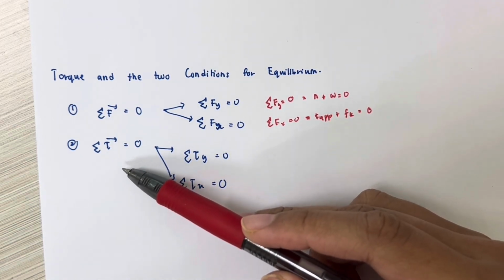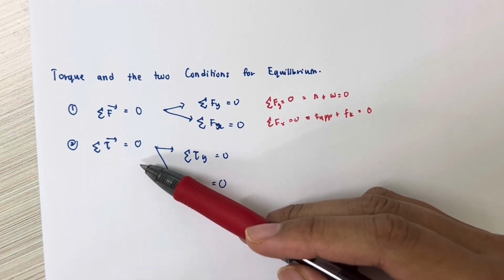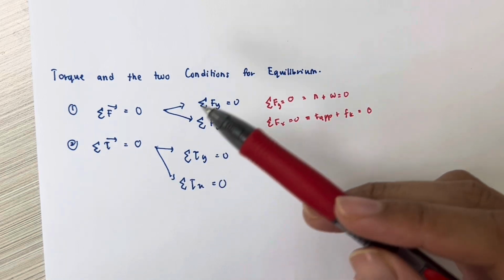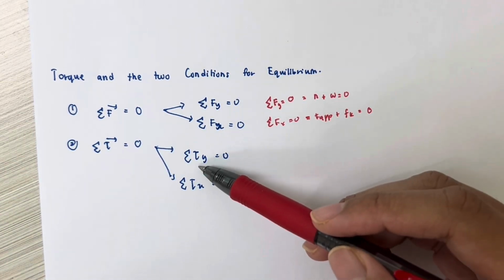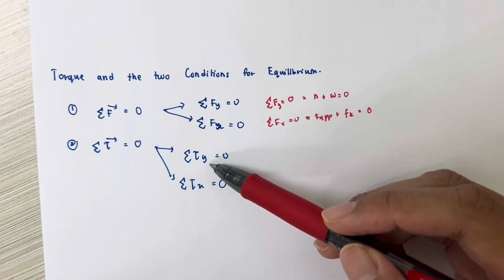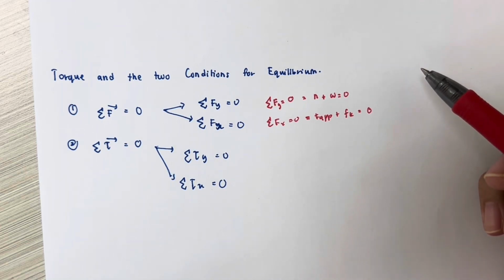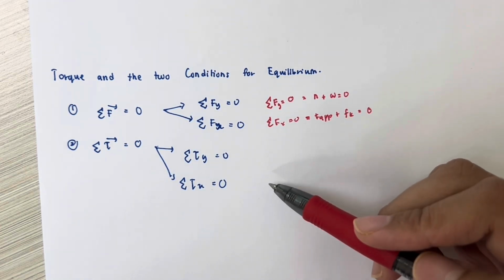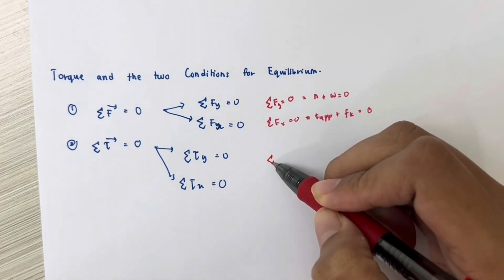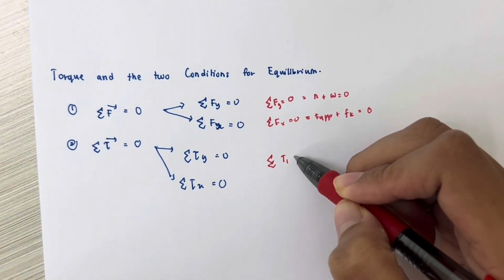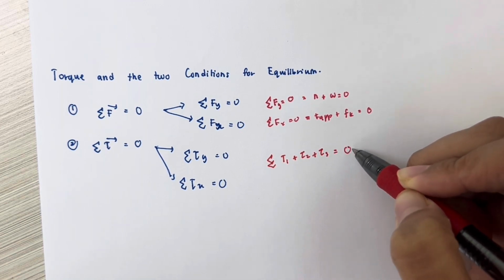Okay, number 2, all of the external torque will be equal to 0. That means your total torque will be equal to 0. So torque vertical equals 0 and torque horizontal will be equal to 0. That means for torques also, you will have your equation in which torque 1 plus torque 2 plus torque 3 will be equal to 0.